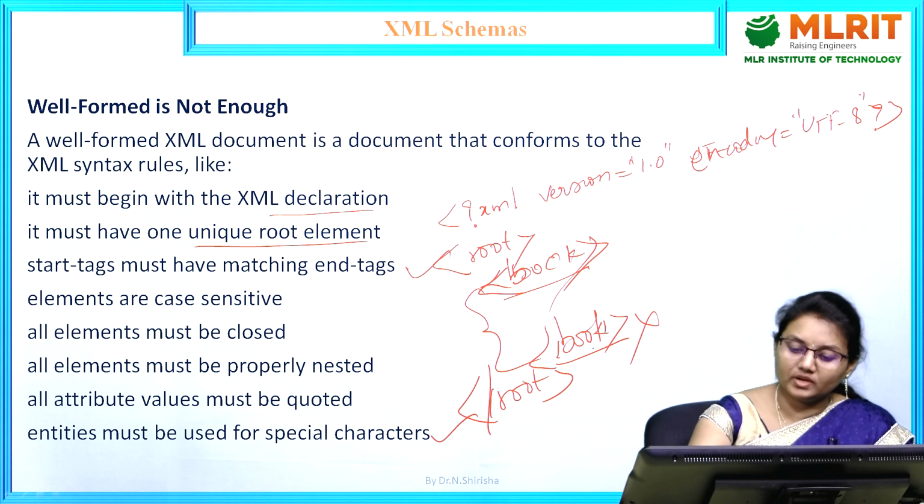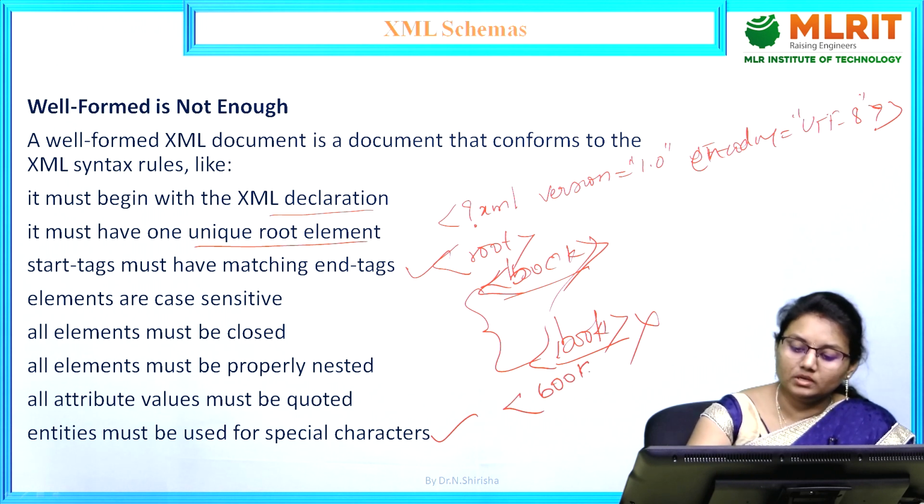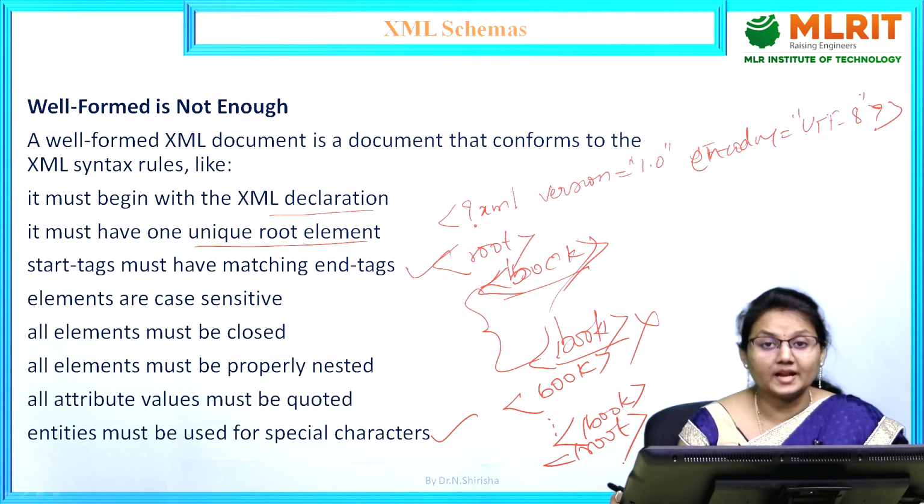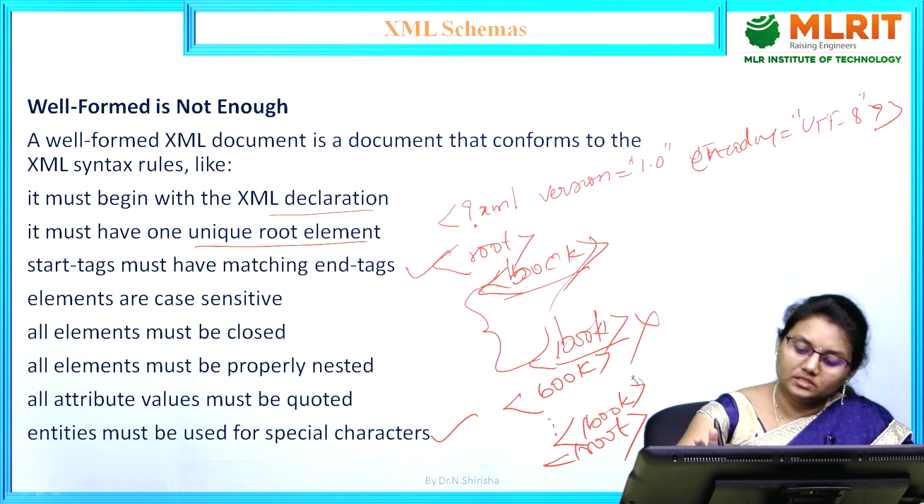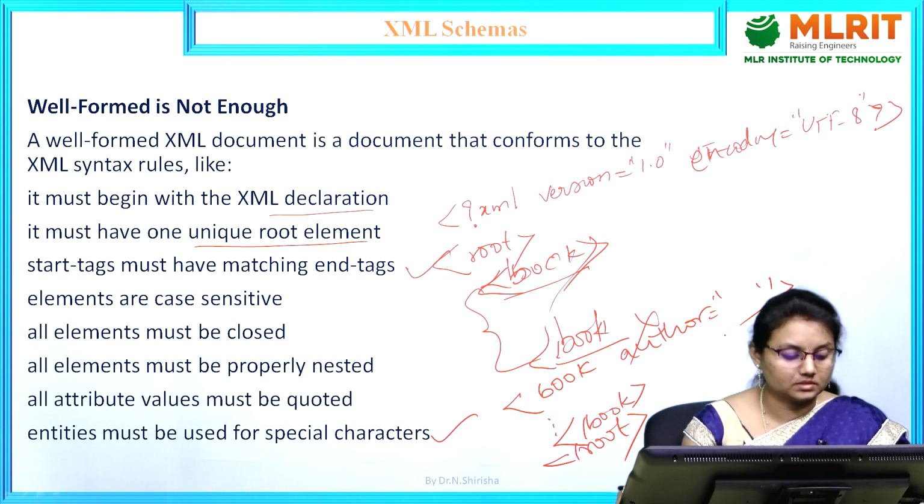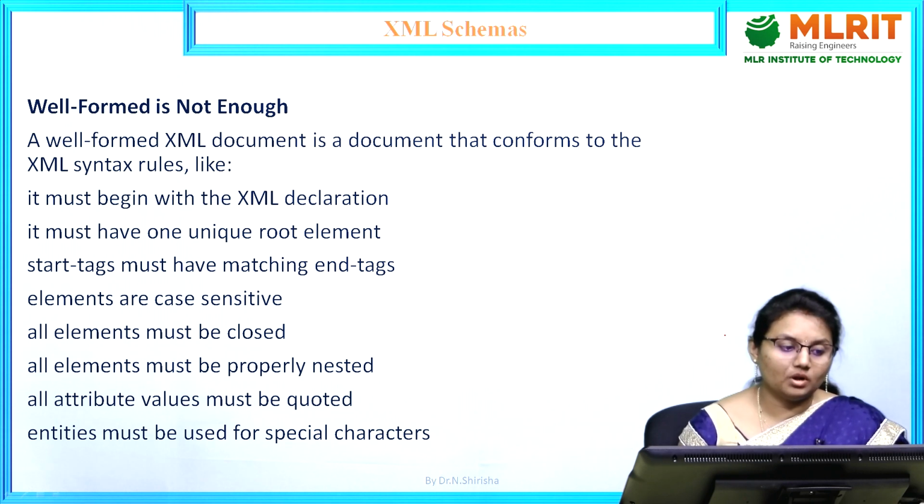If you are talking about one book, you will write like this. Otherwise, you will start book again here, give the tags, close the book here and close the root here. All attribute values must be quoted. You know attribute values, suppose book is there and I want to write a language or author here, so author equals something like this, in quotes. Entities must be used for special characters. Entities you have to use. So this is not enough.